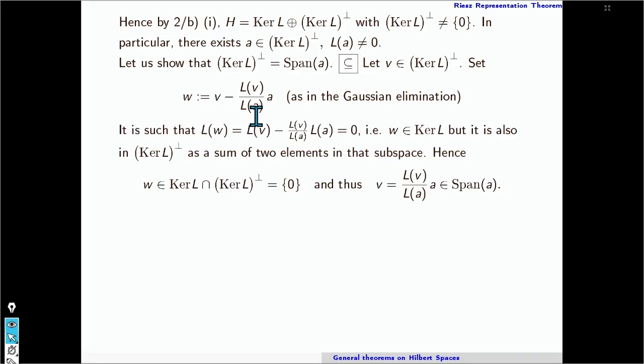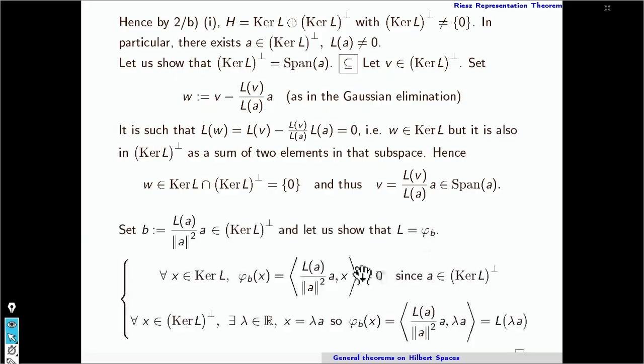It is precisely such that when you evaluate the linear map, here it gives LV, here it gives LA, so it simplifies, and we are left with 0. It means that W is both in the kernel and in its orthogonal complement. So it is 0. This means that V equals a coefficient times A. It means that it is in the span.